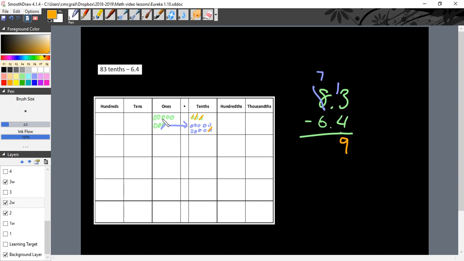Now, I have 7 ones. It's telling me that I need to subtract 6. So I'm going to cross out 6 now. 1, 2, 3, 4, 5, 6. And I can see that I have 1 left. And I know that 7 minus 6 equals 1. And so I have shown that 83 tenths minus 6 and 4 tenths equals 1 and 9 tenths. I've shown that with my place value chart, but I've also shown it with the standard algorithm.